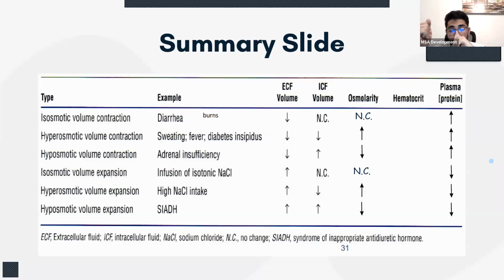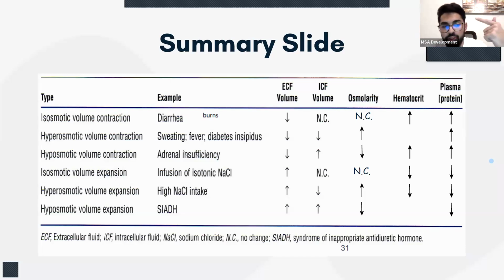But what about hematocrit? Initially, you would think that the same thing as protein would go, and initially that's right. So in any contraction, you would expect the hematocrit to increase. It's going to appear as if you have more cells. And in any expansion, you would expect them to decrease and appear as if they are less, okay?